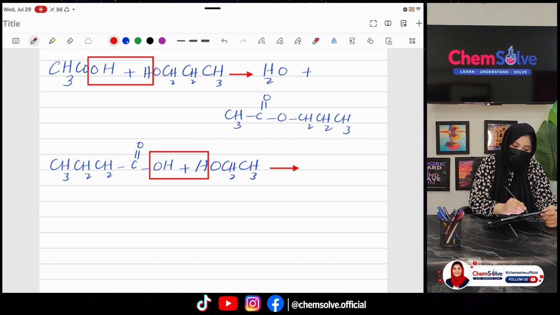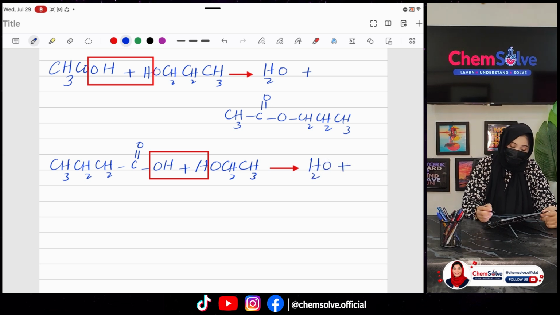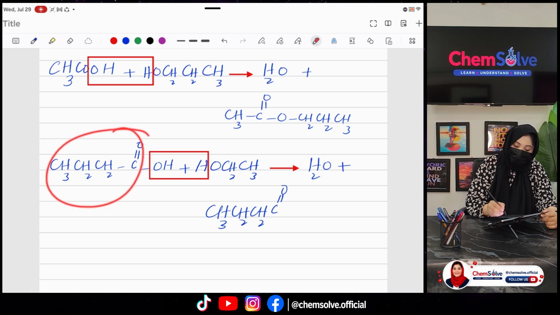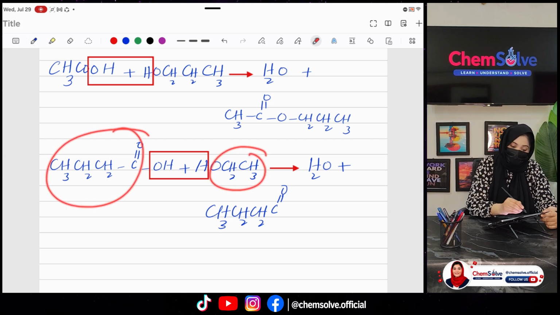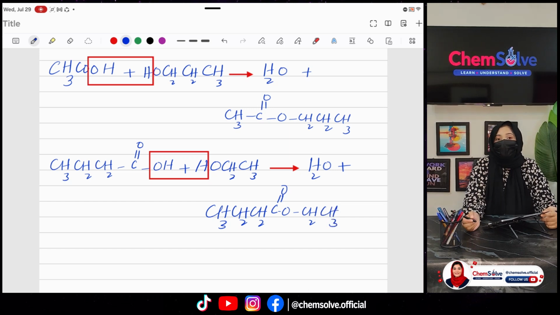So what happens? It will make water, and whatever is left behind is our ester. I will just join it. CH3, CH2, CH2, C double bond O. This is this whole part. Now I will join it with this part. So it would be O, CH2, CH3. I hope you have understood the concept.